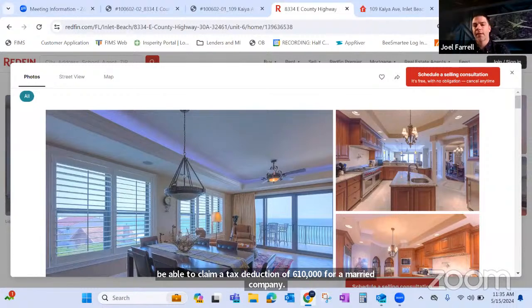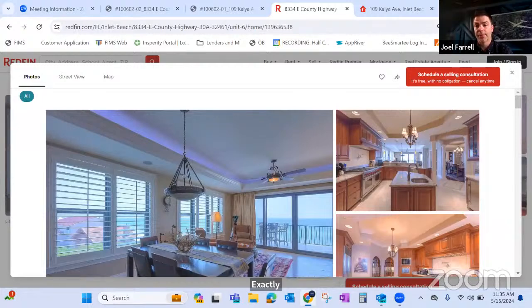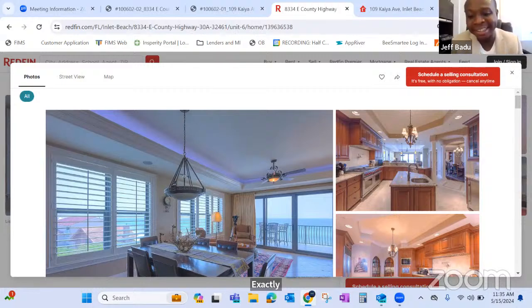Okay, so if that person is making 500,000 of income, that's going to bring their taxable income to effectively zero. Exactly. I could imagine a lender may not approve somebody for a property like this. They could, they could not, it just depends.